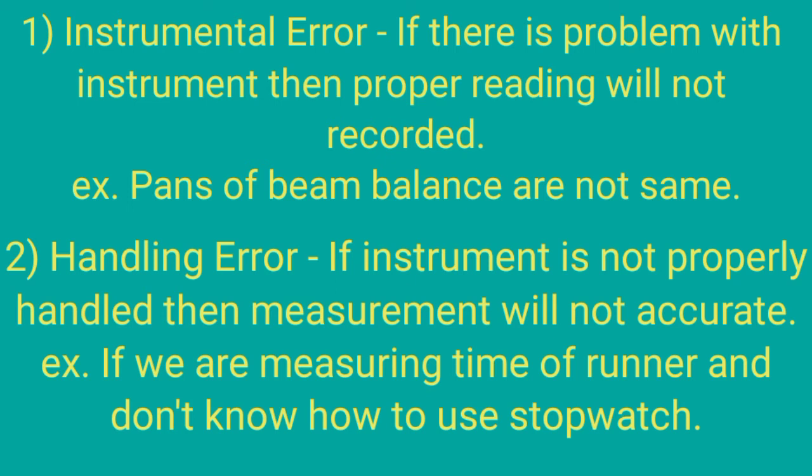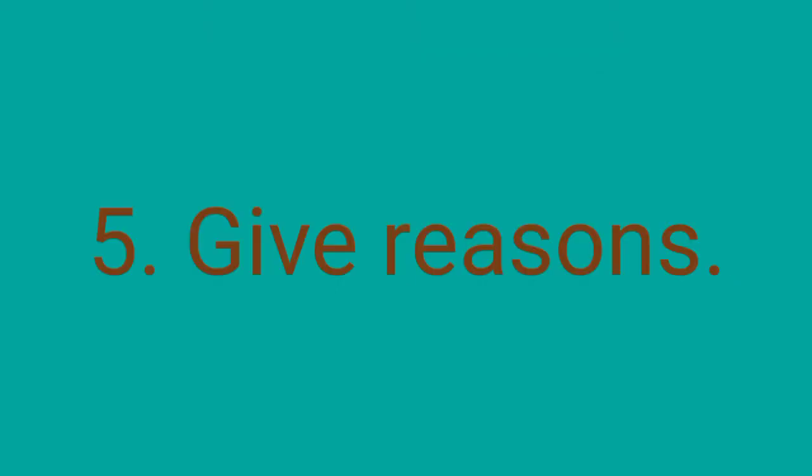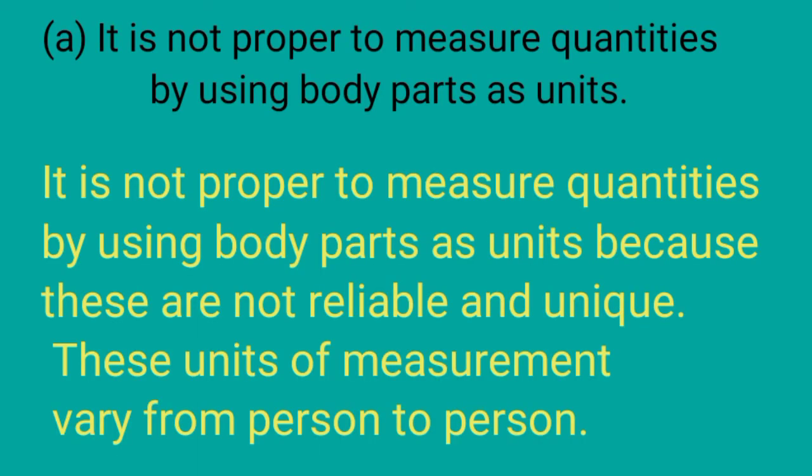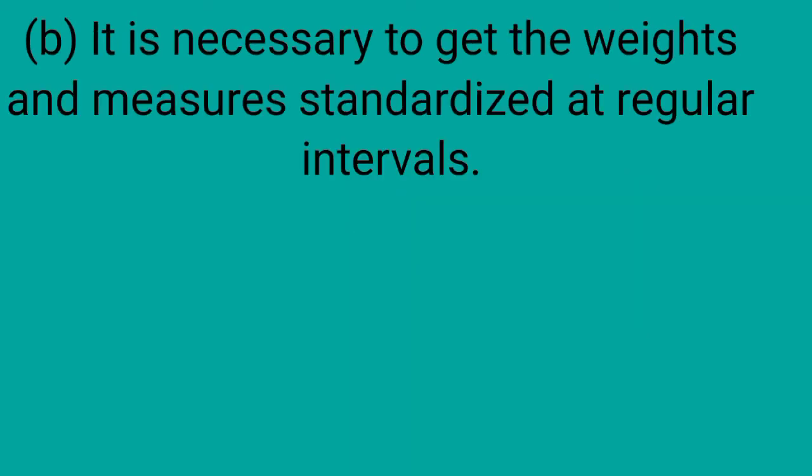Next, the fifth question is give reasons. First, it is not proper to measure quantities by using body parts as units. We cannot measure anything like distance with body parts, because they are not reliable and unique. The length of body parts may vary from person to person. Each and every person does not have the same body parts, so it is not unique and reliable.